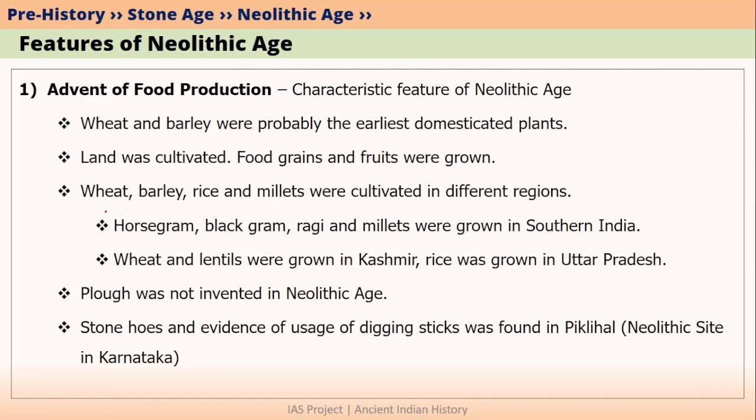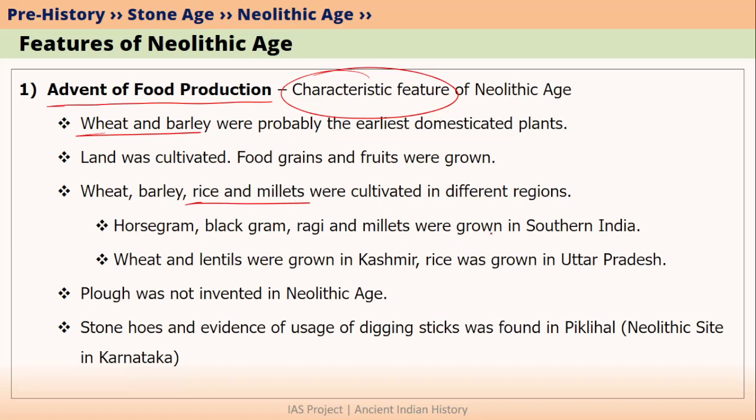Let's look at some of the important features of Neolithic Age. The first and the most important feature is the start of food production. This is called a characteristic feature of Neolithic Age. The first plants or crops to be domesticated were wheat and barley. After wheat and barley, Neolithic people also domesticated rice and millets.